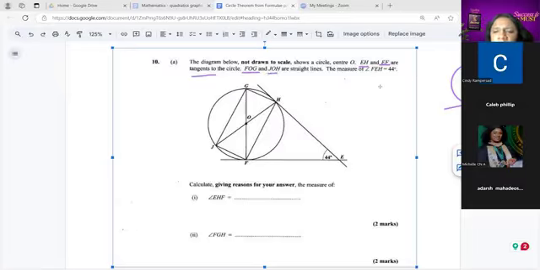The measure of angle FEH, the angle is always located at the middle letter, is 44 degrees. So they said calculate, giving reasons for your answer, the measure of angle EHF. Now, again, when you see three letters, what I just said was the middle letter.